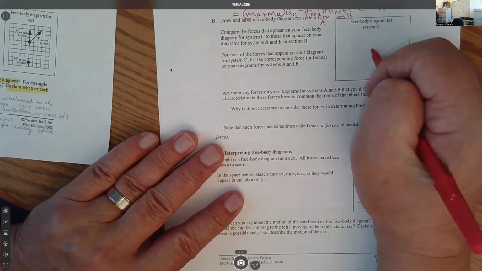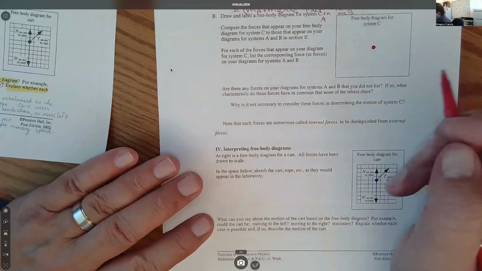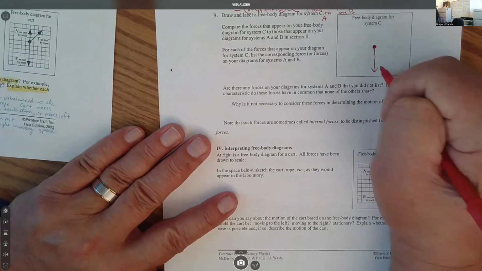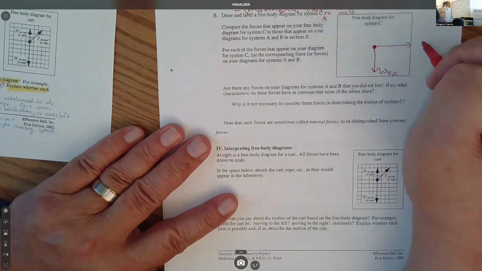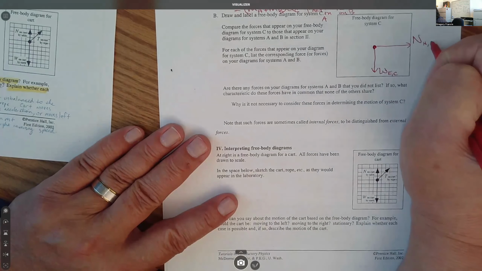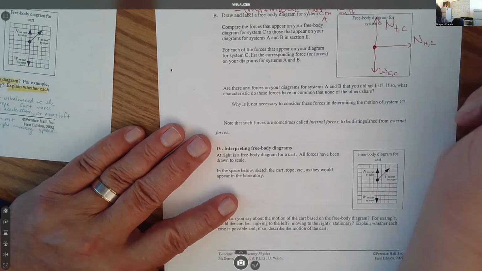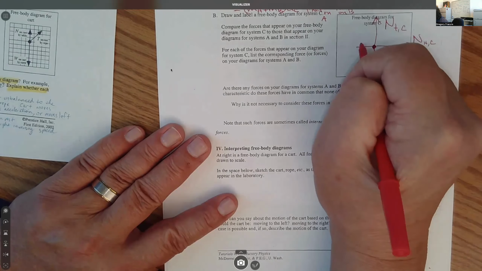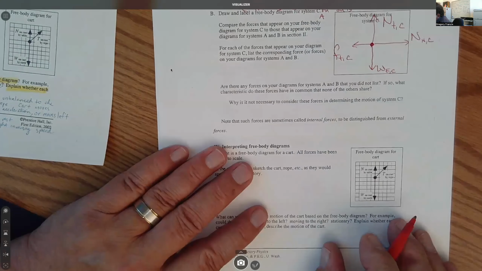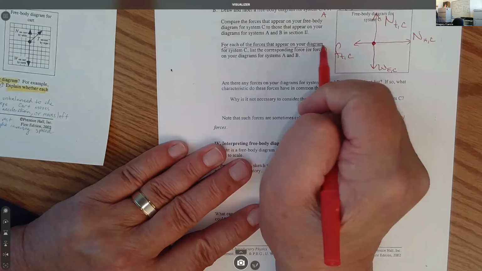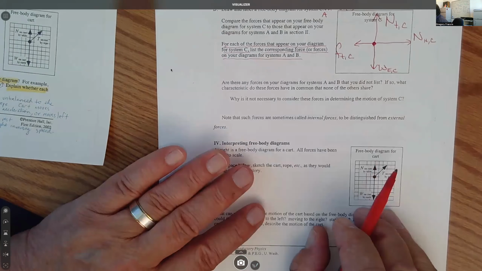Now, if I draw a free body diagram for C, I only want to draw forces that are acting on C from outside the system of C. Well, the Earth is pulling with a gravitational force on C. The hand is pushing with a normal force on C. The table is pushing with a normal force on C. And I have a friction force by the table on C. Now, for each of these forces that appear on your diagram for system C, list the corresponding force or forces on your diagrams for A and B.